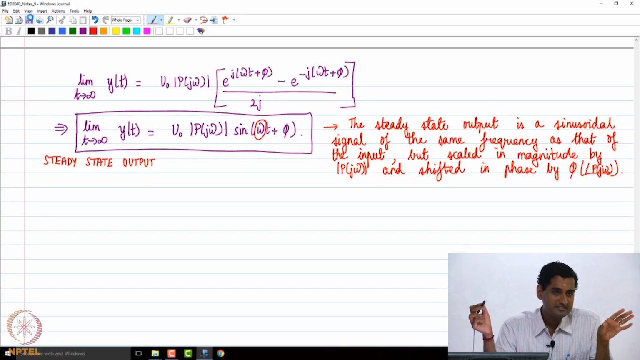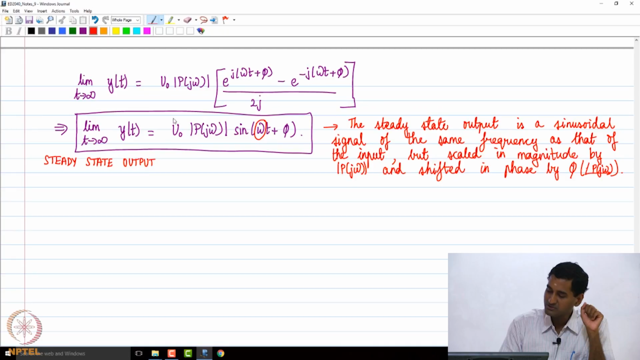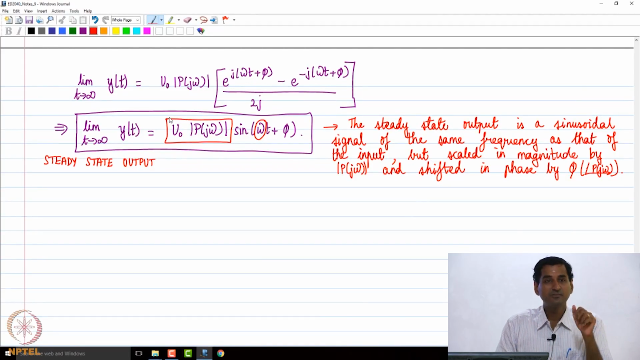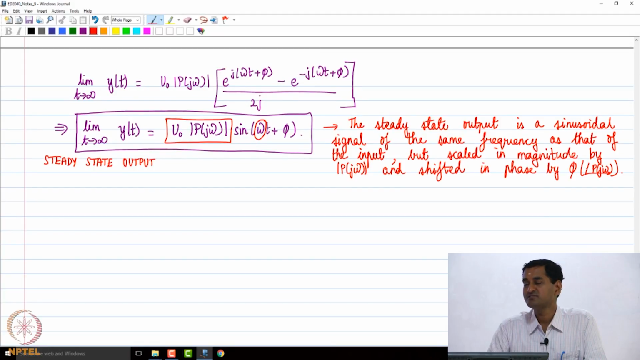However, the steady state output is scaled in magnitude by p of j omega. Why? Because the magnitude of the steady state output is going to be u naught times the magnitude of p of j omega. So u naught was the magnitude of the input signal. The magnitude of p of j omega is the scaling factor as far as steady state output magnitude is concerned, and the steady state output is shifted in phase by phi, because phi is the phase of p of j omega. So the steady state output is shifted from the input sinusoid by a phase of phi.